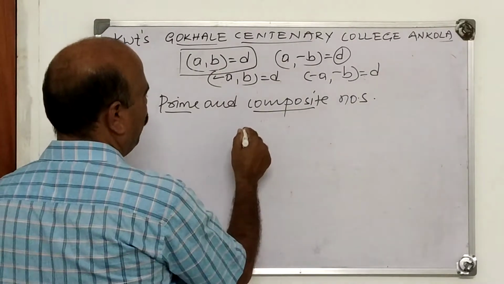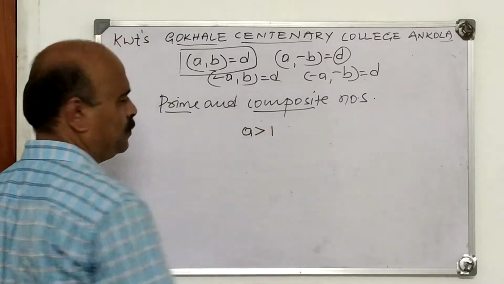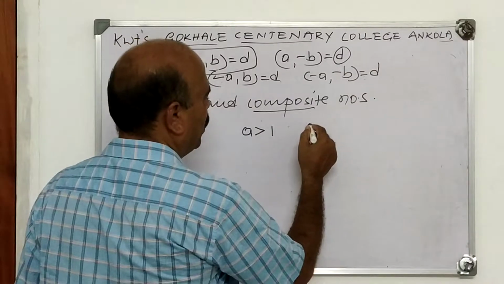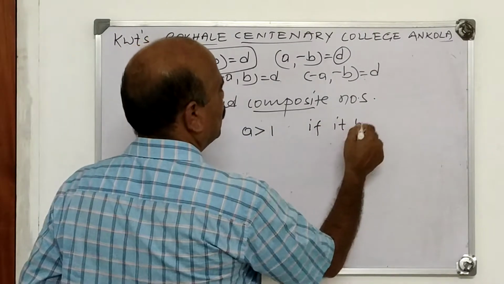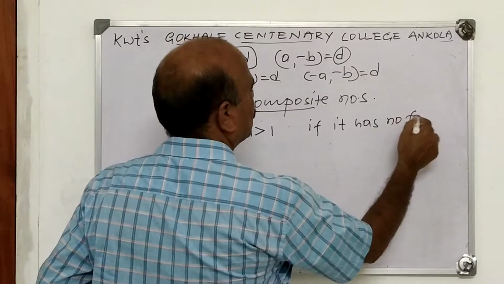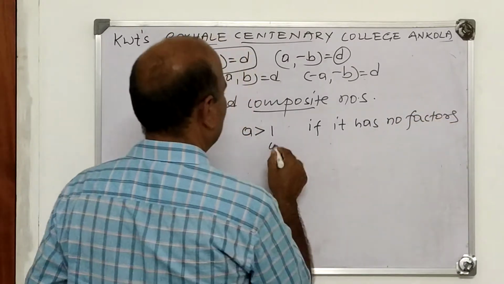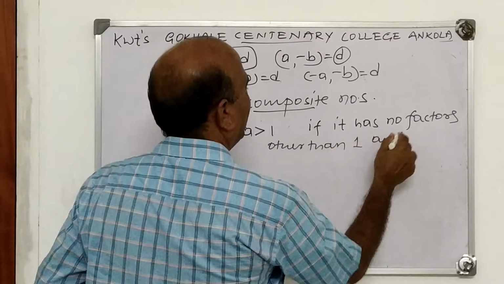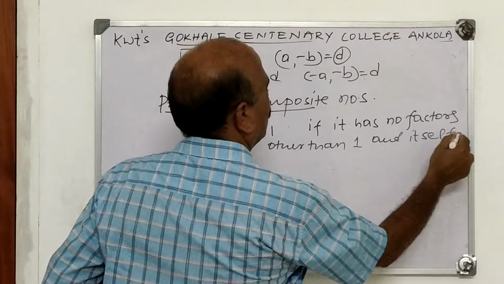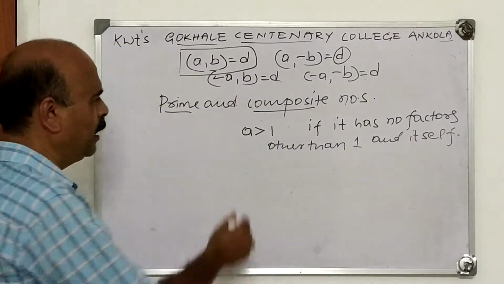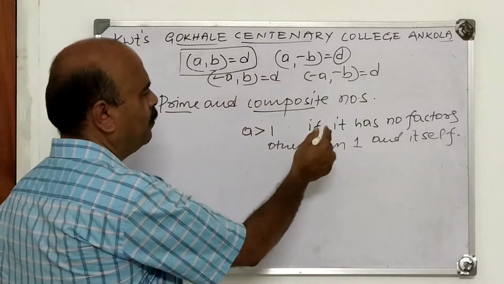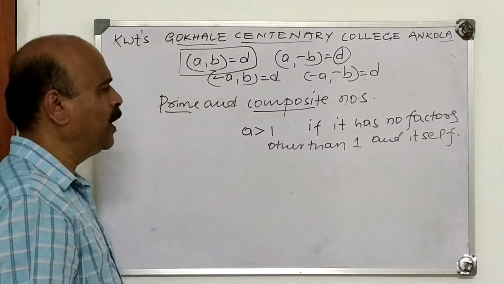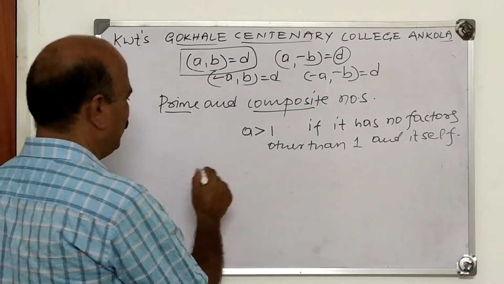A prime number means a positive integer greater than 1. A positive integer greater than 1 is said to be a prime number if it has no factors other than 1 and itself. See the definition. A positive integer greater than 1 is called a prime number if it has no factors other than 1 and itself. I list the prime numbers here.